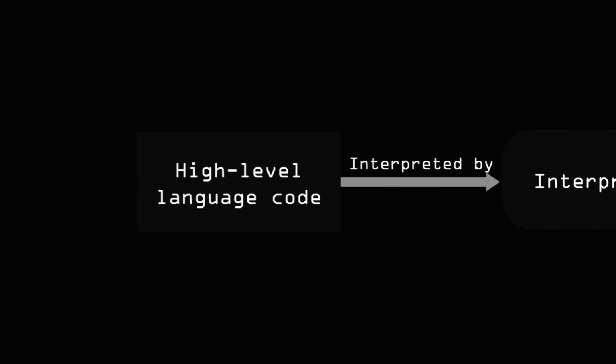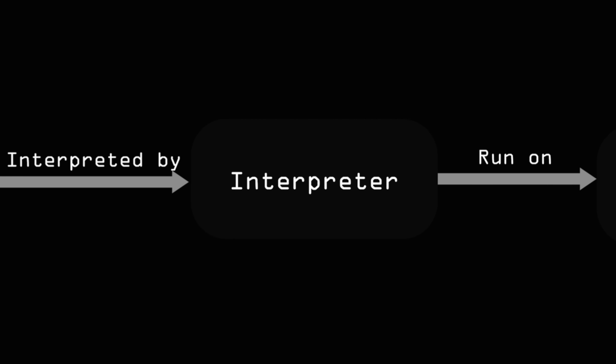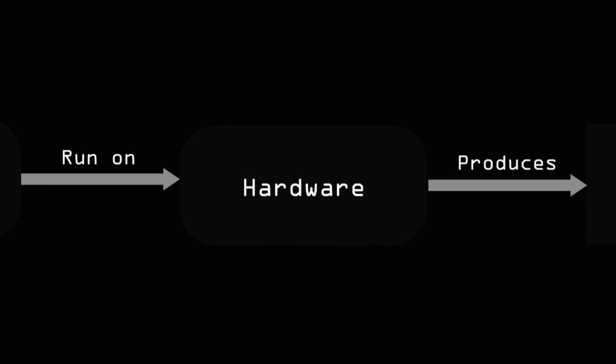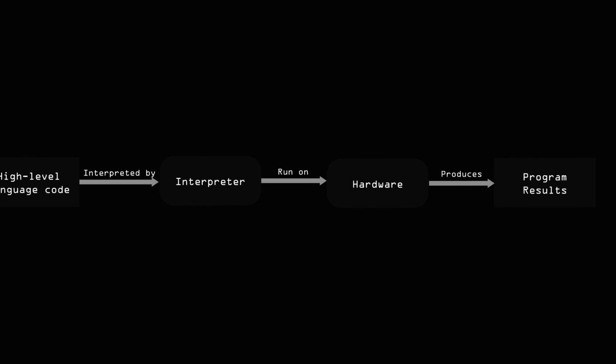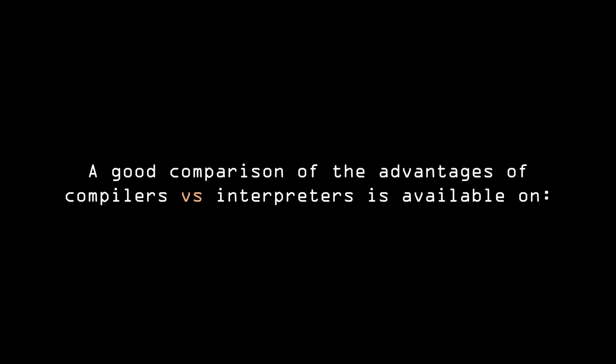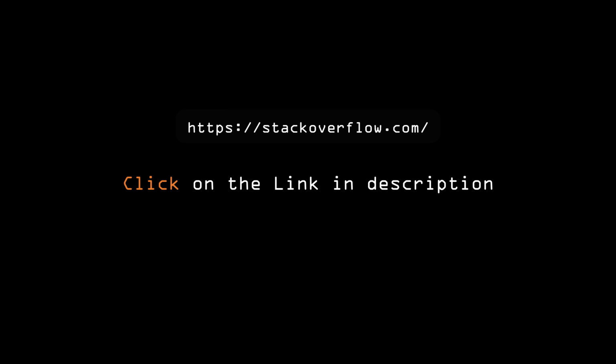Here is a simplified representation of the interpretation process. High-level language code is interpreted by an interpreter running on hardware, which produces program results. Tip for advanced learners: a good comparison of the advantages of compilers versus interpreters is available on Stack Overflow. Click on the link in the description.